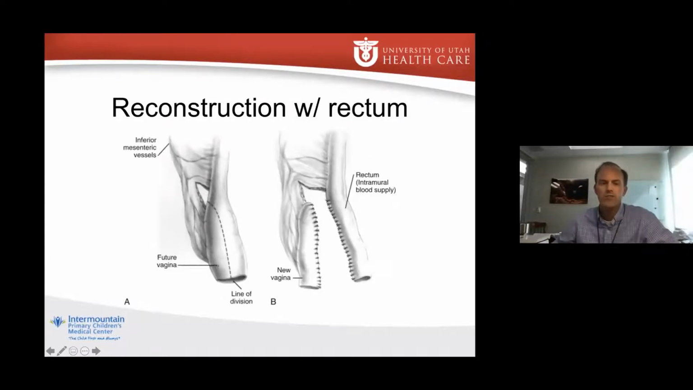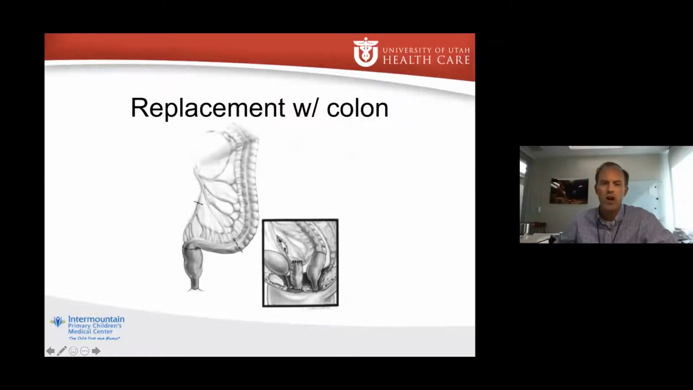You can do reconstruction with rectum. I've never done this either, but if they have a large dilated rectum, which some of them do, you can use a portion of that, keeping the mesentery intact. It's really down there, very close, and would be a nice way of doing it. We have more commonly just used some colon and mobilized a piece of the distal colon and brought it down to work as a neovagina.